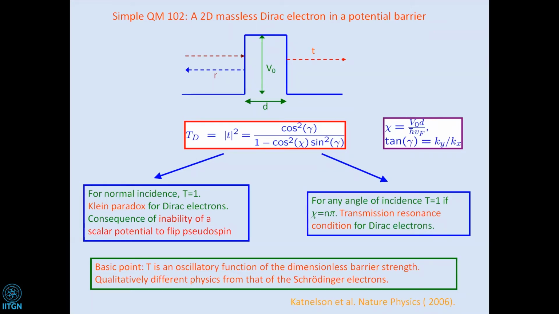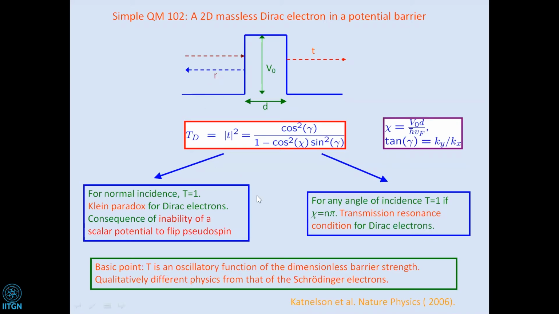Well, this was noted by Oscar Klein right after the Dirac equations were written down, and it goes by the name of Klein paradox. And here I have just modified it for massless Dirac electrons. Klein's equation was for massive Dirac electrons, but it's the same thing. So there is one way of looking at it: why you do not have a reflection when the electron approaches the barrier normally.